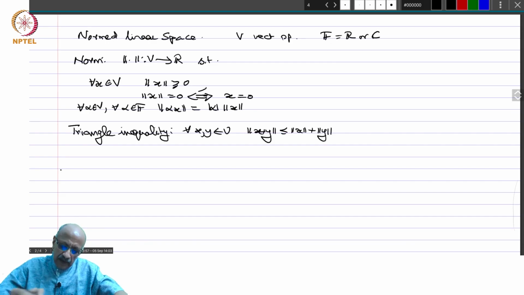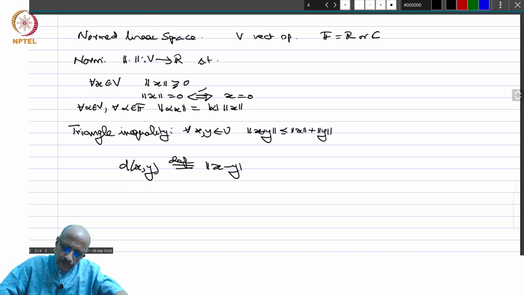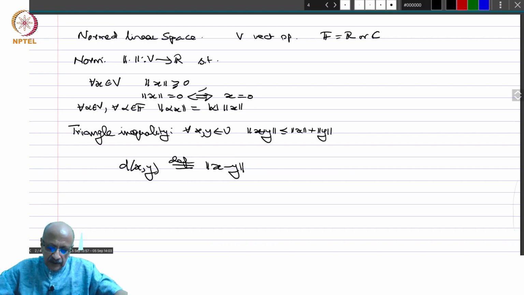So given a normed linear space, we can define a metric d(x, y) as norm of x minus y. So it is clear that d(x, y) is non-negative. d(x, y) is 0 if and only if x equals y.